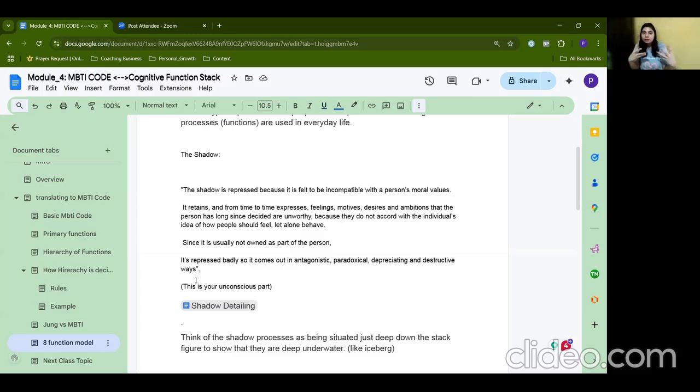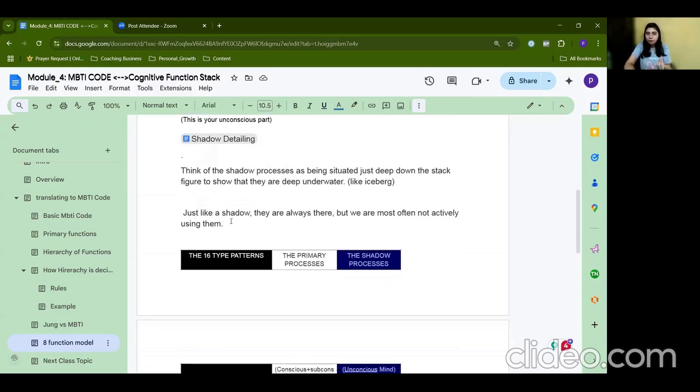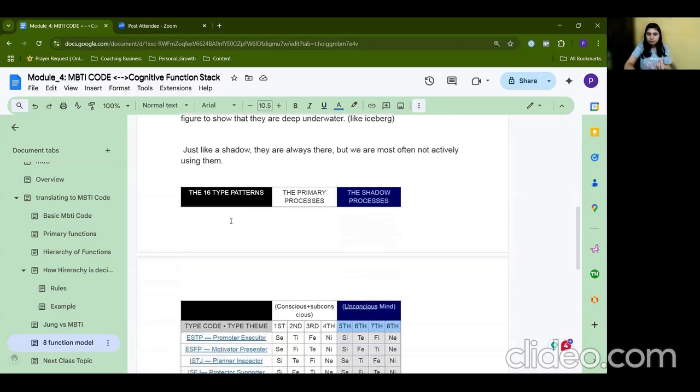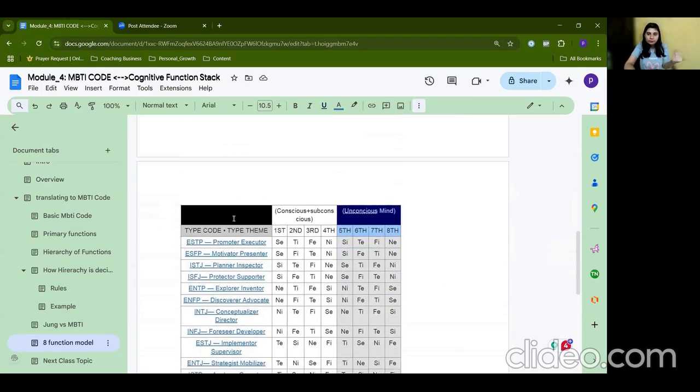So culture and different things make you a certain type of person. But in that process, you tend to repress many things in yourself. You tend to repress a major part of your identity. So all of that repressed stuff will form your shadow. All right. Think of shadow processes as being situated just deep down the stack. It's like the iceberg underwater. And so for the different 16 types of personalities, we have different shadows.